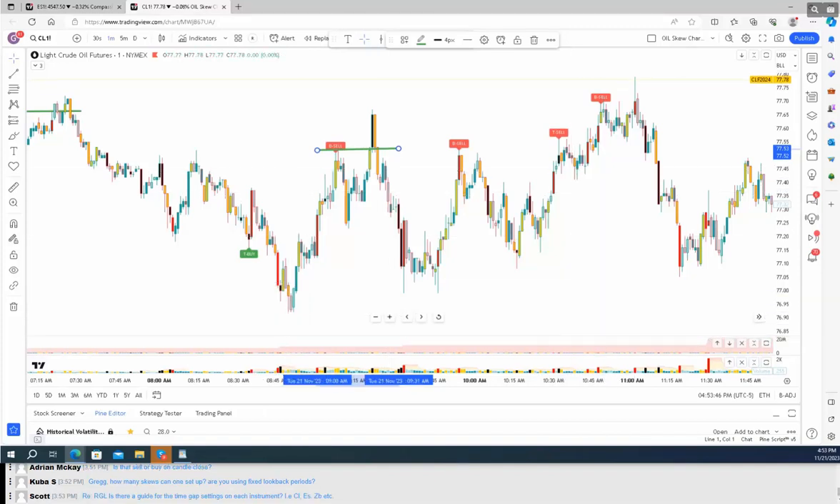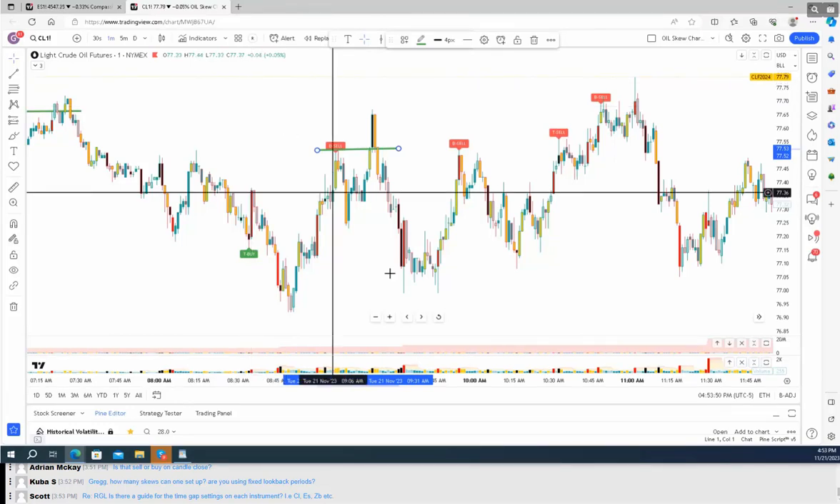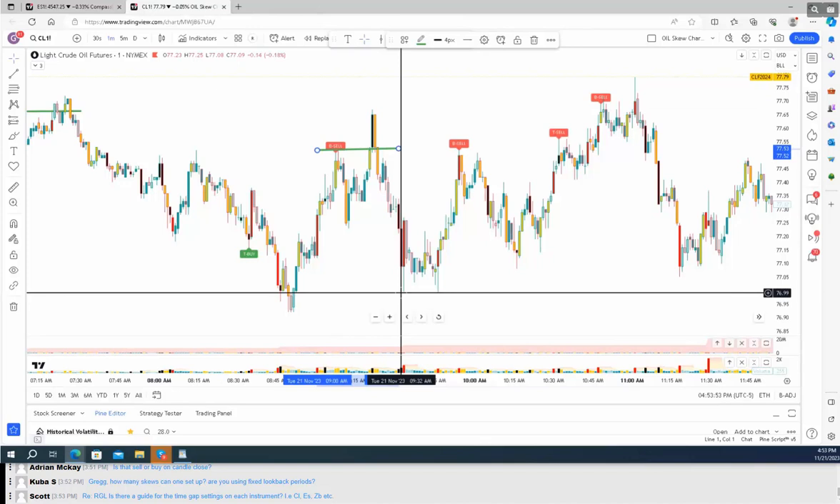How many skews can one set up? Or do you use fixed look back periods? Oh, on the skew indicator? The skew indicator, I have a lot of skews. I think I have 5 regular skews and 3 RSIs. The look back periods are a little bit different.